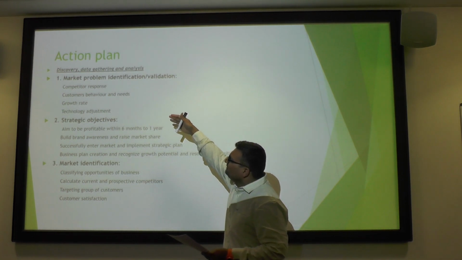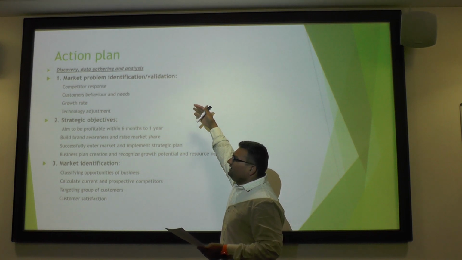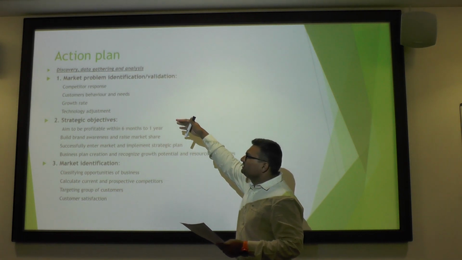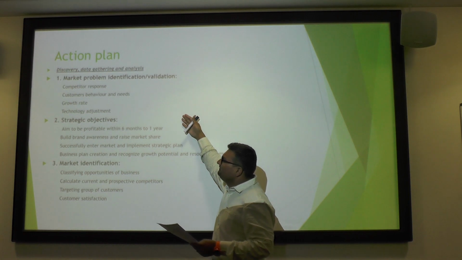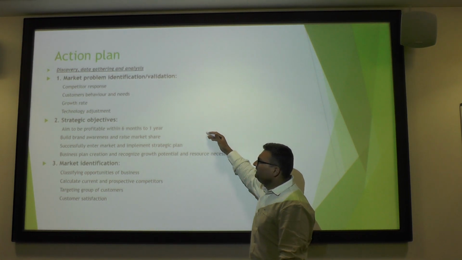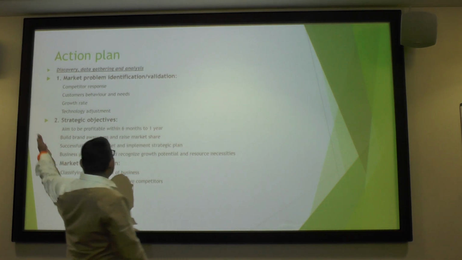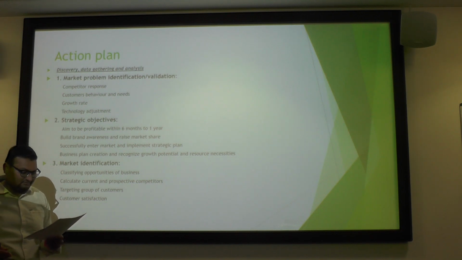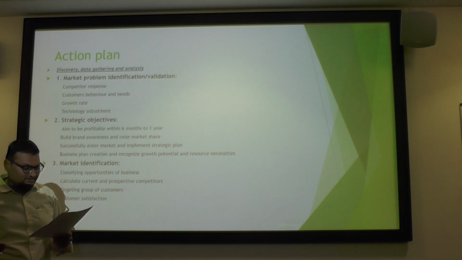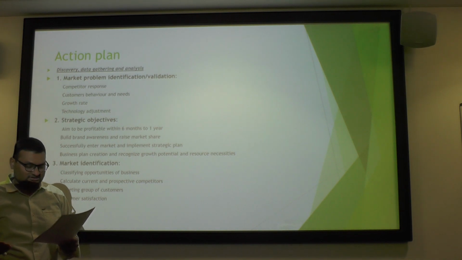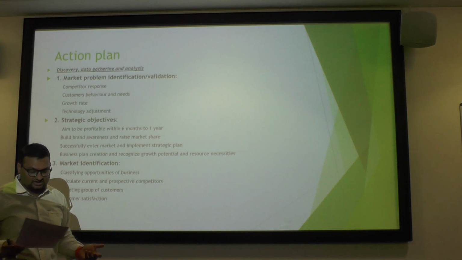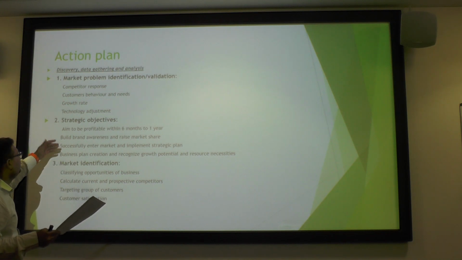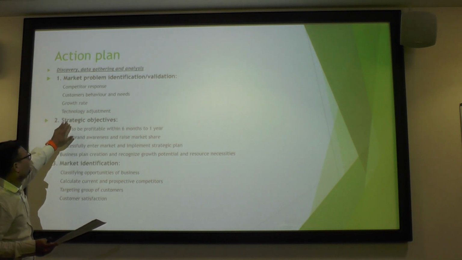For the delivery date, we are going to do data gathering and analysis. Here, we have to do market problem identification and validation. So we have to look at competitor response, customer behavior and needs, growth rate, and technology adjustment. These are important. We must be aware that the main focus of our business is our customer. We have to understand what customers need and their reactions to our products. That gives us a crucial advantage over our competitors. We also have to recognize our competitors' strengths and weaknesses, and the use of advanced technology is great for our business.